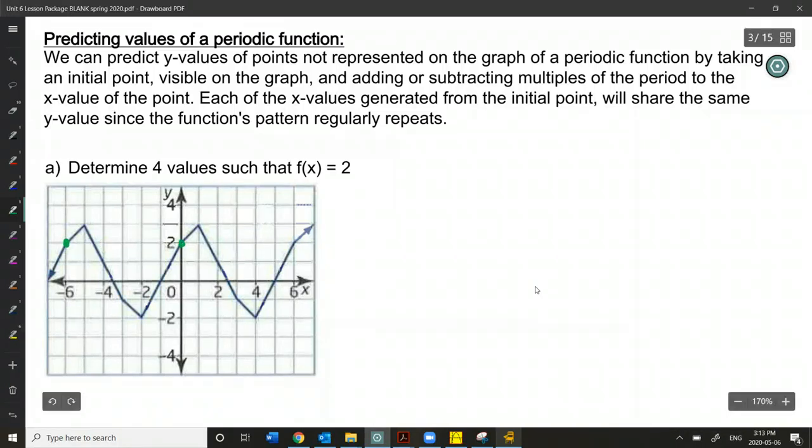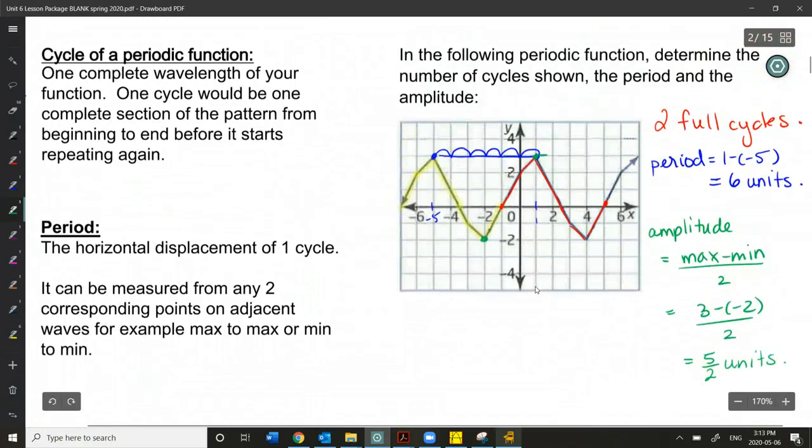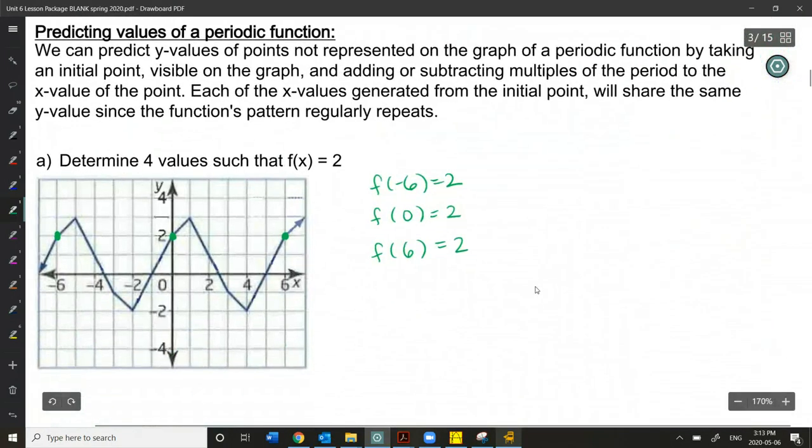So I'm just going to choose the ones that are on exact values. So I can see that f at negative 6 equals 2. I can see that f at 0 equals 2. And I can see that f at 6 also equals 2. Okay, this is the same function that we were looking at previously.